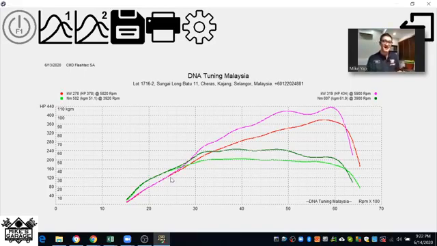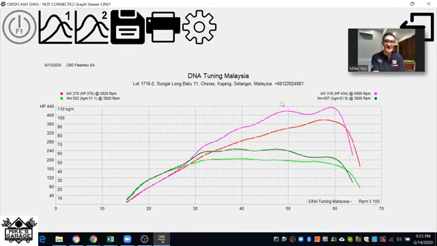It depends on the day, the temperature, the humidity, the engine condition of the car as well, and how the dyno operator runs the dyno on that particular day. So that is very important as well. It's not just about horsepower gain all the way through.